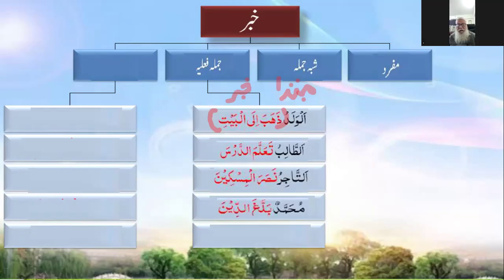Muhammadun balaghuddin. Muhammad is a mubtada. Balagha is a verb. Ad-din is a mansub ism, the maful. Where is the fail? In it, hidden, mustatir. So balagha has the hidden fail.